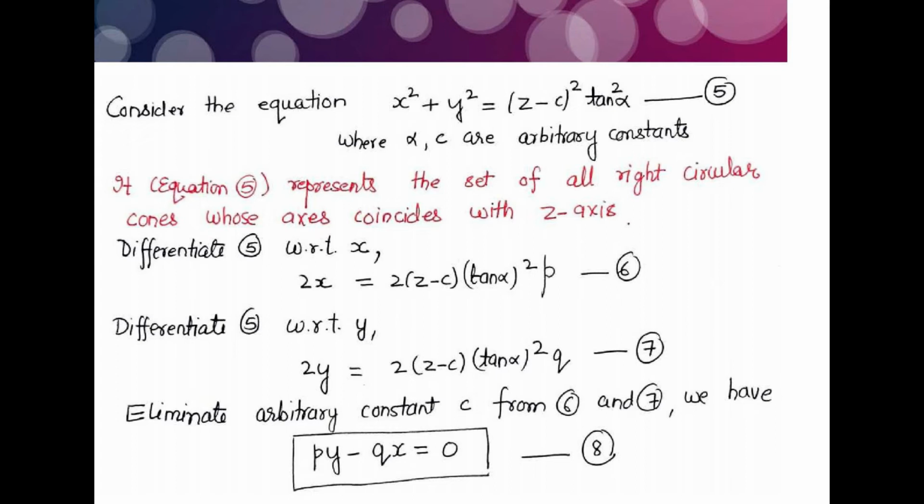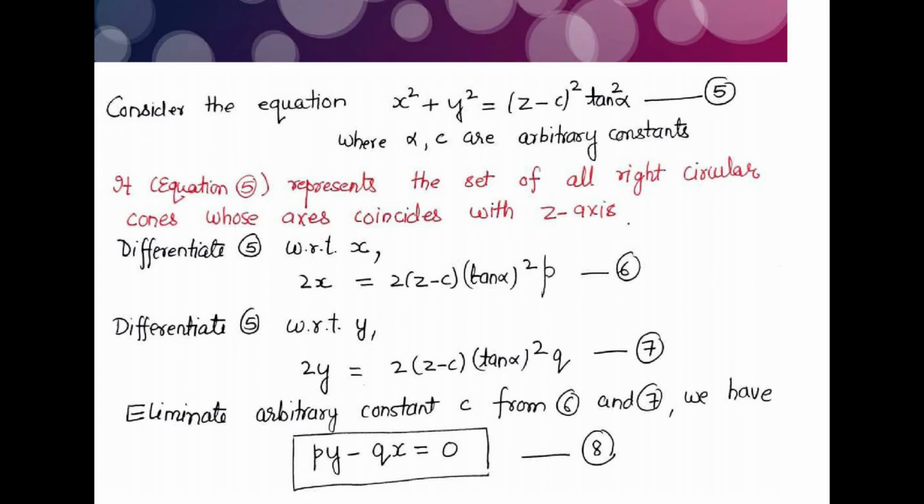Now again differentiate equation number 5 with respect to y. We have 2y equal to 2 times (z minus c) tan alpha whole square q, that is equation number 7. Here q is the derivative of z with respect to y. Now using equations number 6 and 7 only, we can eliminate c as well as tan alpha. You can divide these two equations, left hand side and right hand side respectively, and finally we have equation number 8, py minus qx equal to 0.